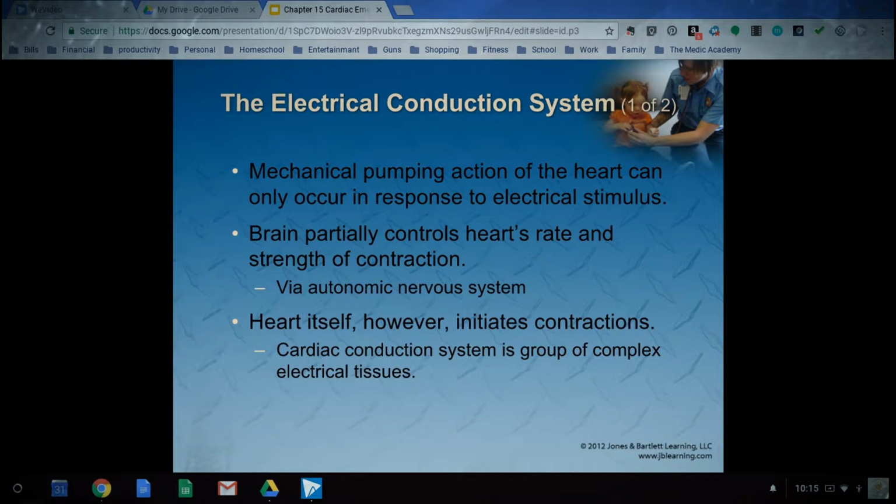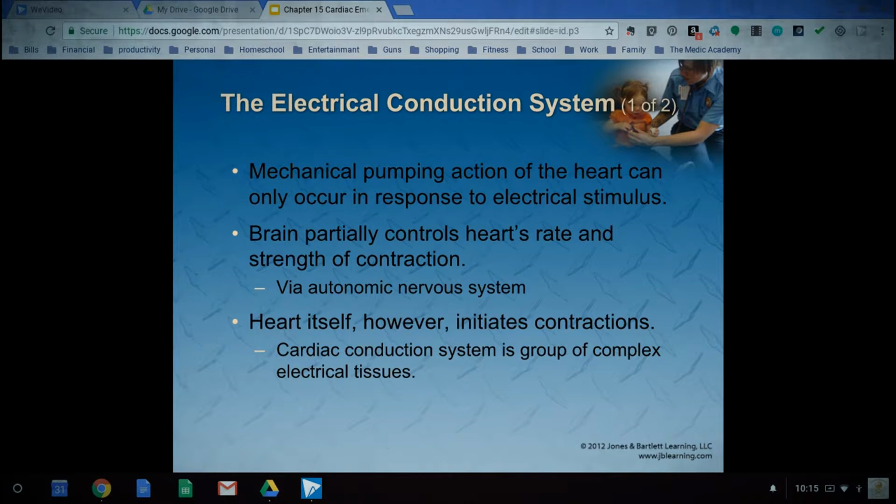So let's take a look at the electrical conduction system. Now, the mechanical pumping action of the heart only occurs after it's stimulated by an electrical impulse. And we see this electrical impulse on an EKG strip when we perform an EKG. The brain partially controls the heart rate and the strength of contraction through the autonomic nervous system. Now, if you look back at our previous lecture on the nervous system, then this will clear it up a little bit when we start talking about the autonomic nervous system control of the heart.